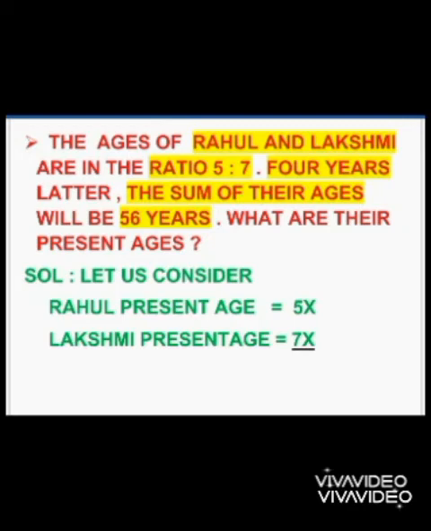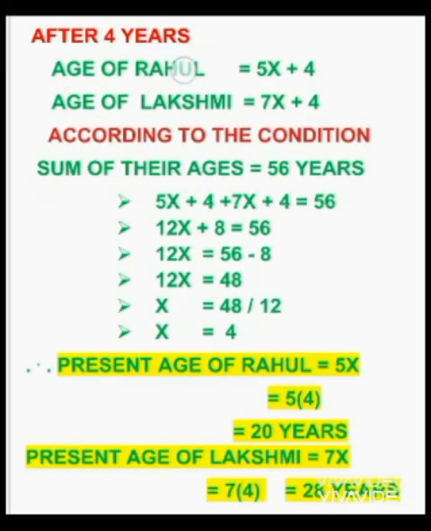So first let us consider Rahul's present age as 5x and Lakshmi's present age as 7x, because it is given in the question that the ages of Rahul and Lakshmi are in the ratio 5:7. Four years later means after 4 years. The age of Rahul will be 5x plus 4, because after 4 years you have to add 4 to that. So the age of Lakshmi will be 7x plus 4.